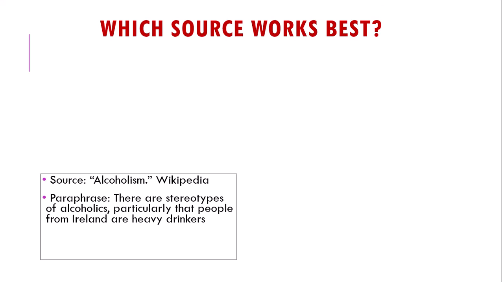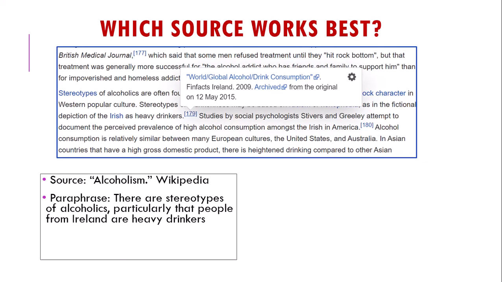So which source works best? Again, this is something that a student gave me. If you're in my class, you are not allowed to use Wikipedia for an actual source in your paper, and this is why. So here, this is from the Wikipedia article on alcoholism, and they have paraphrased this part that's covered up here: stereotypes of alcoholics involve stock characters, particularly Irish as heavy drinkers. Now, first of all, this is not a great paraphrase because they've still used the exact phrase Irish as heavy drinkers.